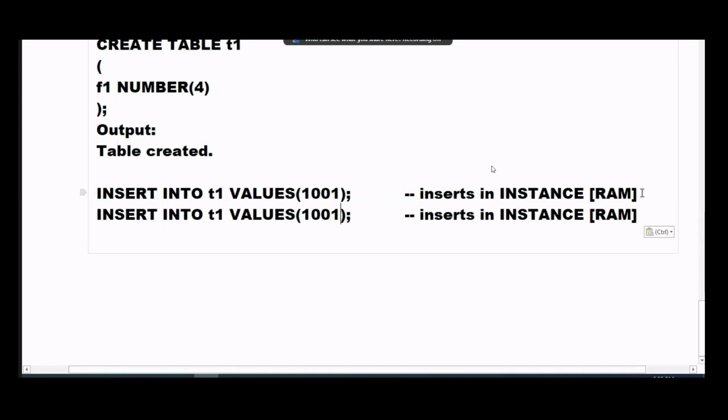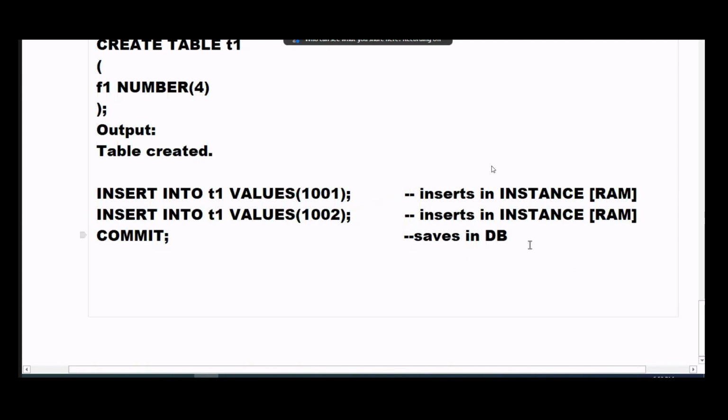Now I want to save these actions. Which command are we using here? Commit. Commit means the data till here will be saved. It saves in the database now. The data in the instance will be moved to the database. Now it is saved in the database. Permanently it is saved now.